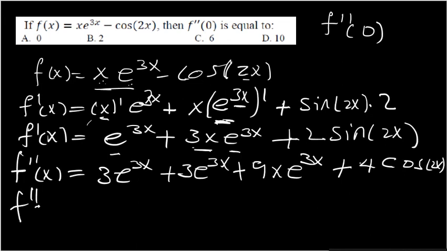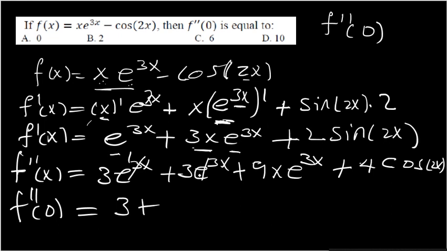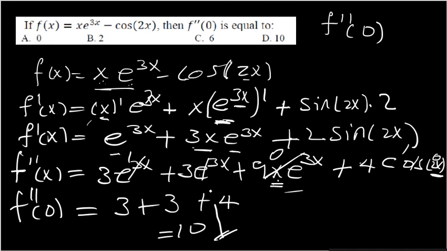So f second derivative at 0 means we are going to substitute 0 everywhere. So when you substitute 0, this is going to be 1. So 3 plus this also 1, because any number to the power of 0 is 1. E to the power of 3 times 0 means it's just e to the power of 0, which is 1. 1 times 3, 3. Here also it will be 3. But this is going to be 0, the whole term, because there is x here. When you substitute 0 here, 0 times anything will be 0. And at last, cosine of 0 is just 1. So 1 times 4 will be 4 left. So when you add, the answer is going to be 10. So this is the second derivative of the given function at 0.